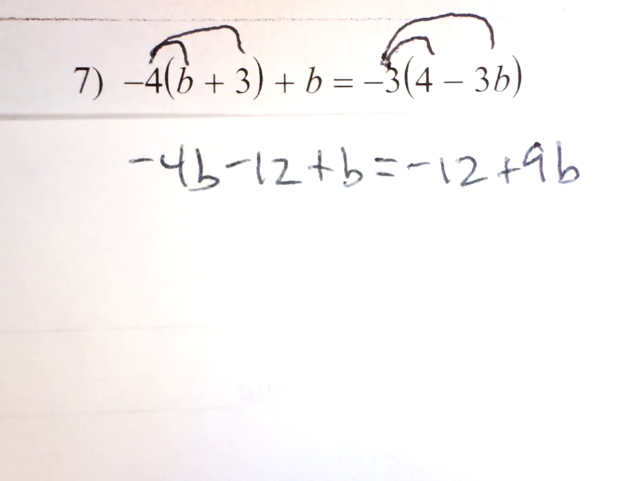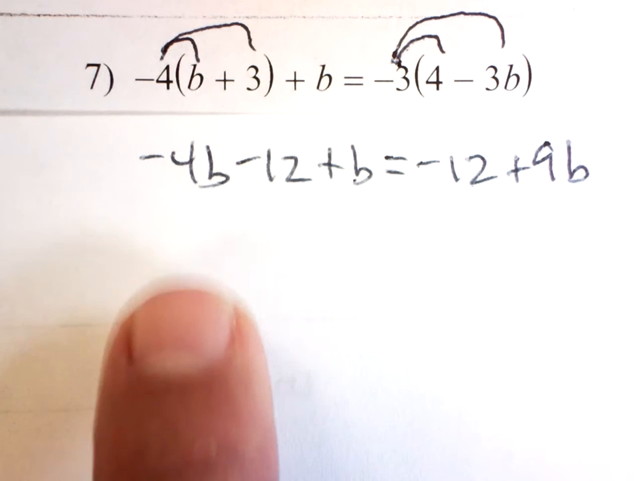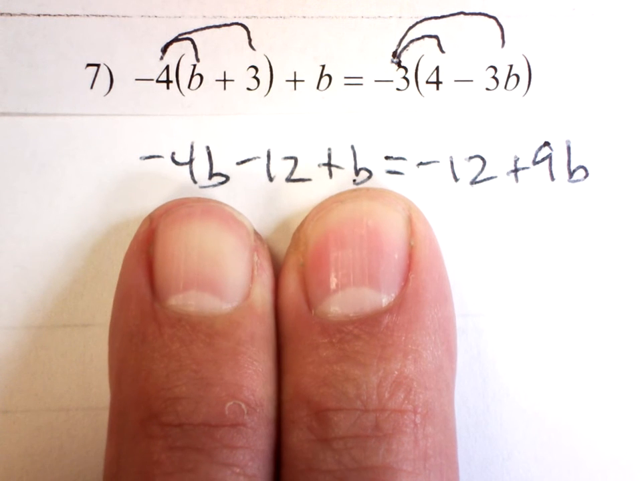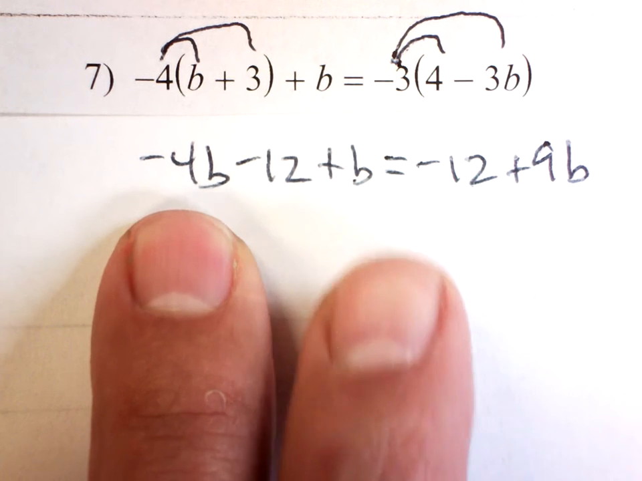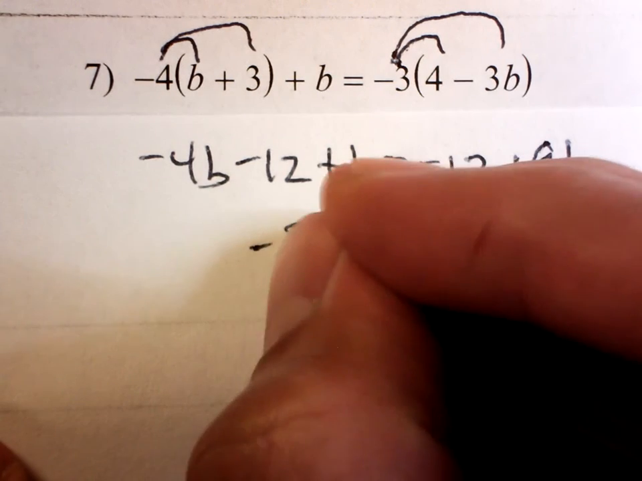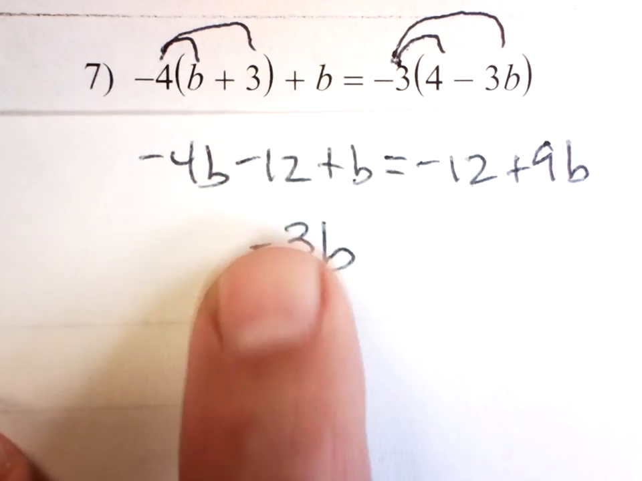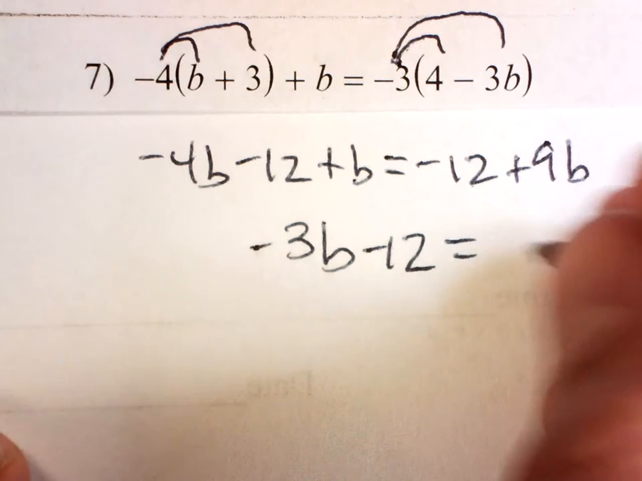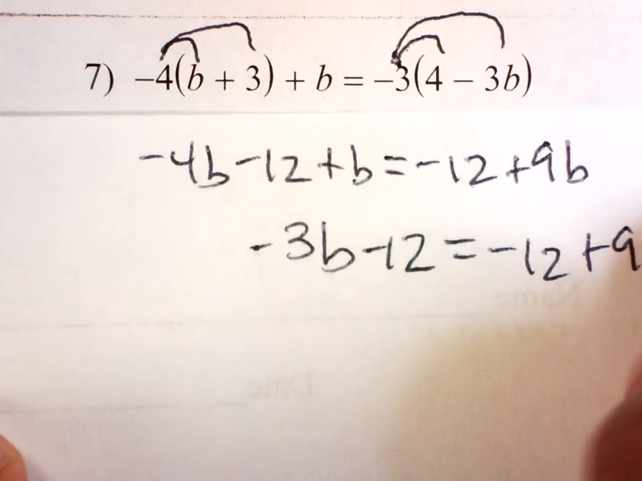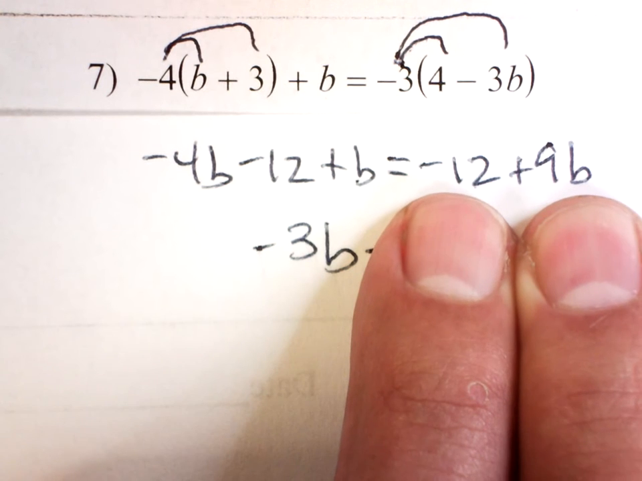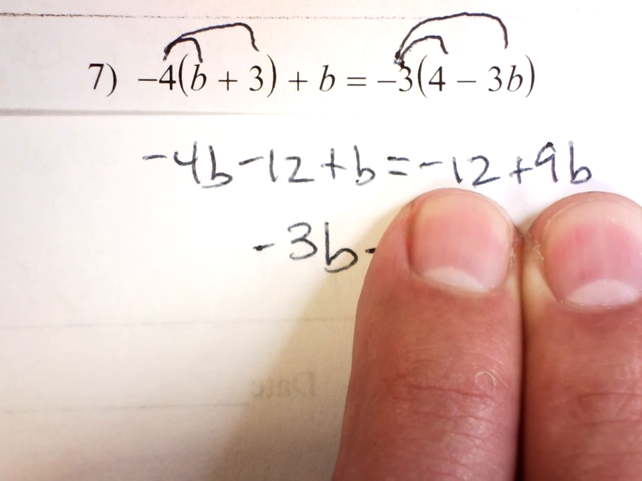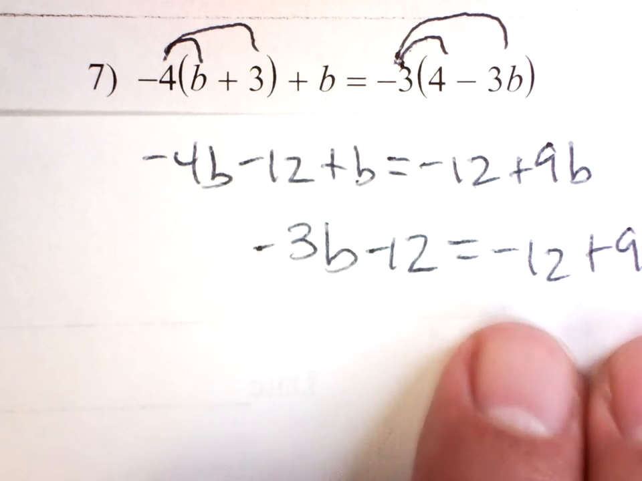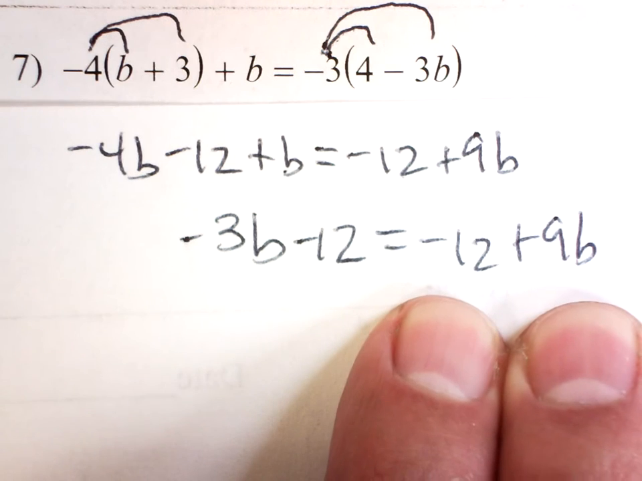Okay, now we see if we can combine like terms. On the left hand side I have a -4b and a plus b. They're on the same side of the equal sign, so I just put them together. -4b plus b is -3b. I don't do anything with the -12, so I just bring it down. Equals -12 plus 9b. I noticed that these were not like terms, -12 and 9b. I couldn't put those together because that has a b, that doesn't. So I just brought them down. I've simplified as much as I can.